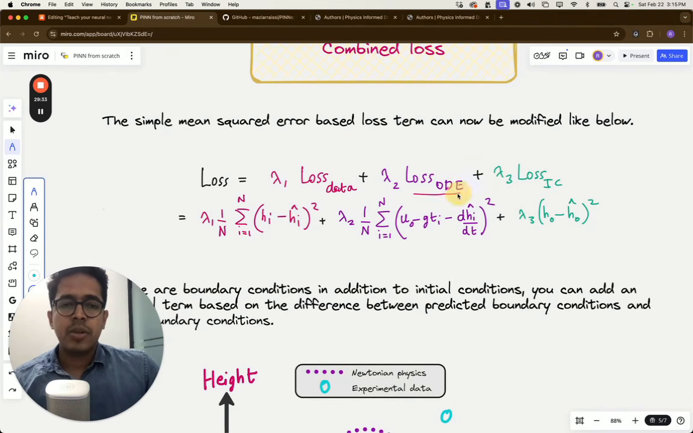Second term is loss due to ODE. So how far away your dh by dt predictions are from the reality. Third term is loss due to initial condition, IC: how far away your initial condition prediction is compared to the actual initial condition.